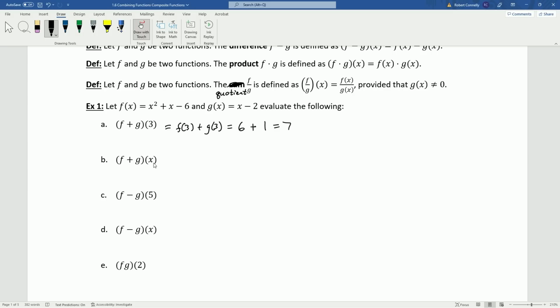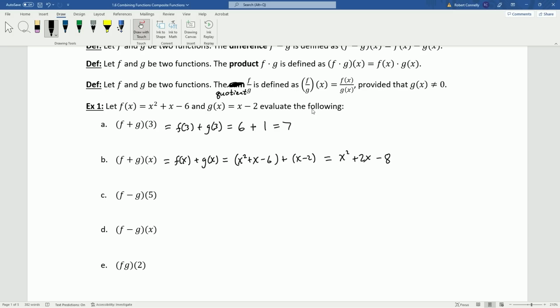Now let's find f plus g of x. So here, we're just going to take f of x plus g of x. That's x squared plus x minus 6 plus x minus 2. And here we've got x squared, that's the only squared term. Then we've got x plus x, so that's 2x. Here we've got negative 6 plus negative 2, that's negative 8. All done. Now what you can see here is that if you actually plugged in 3 into this function, you'd get 9 plus 6, that's 15, minus 8, which is 7, of course.